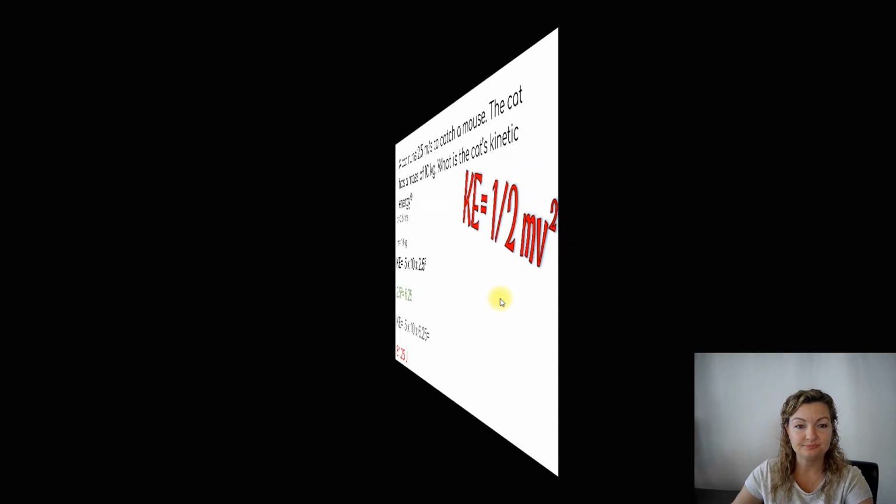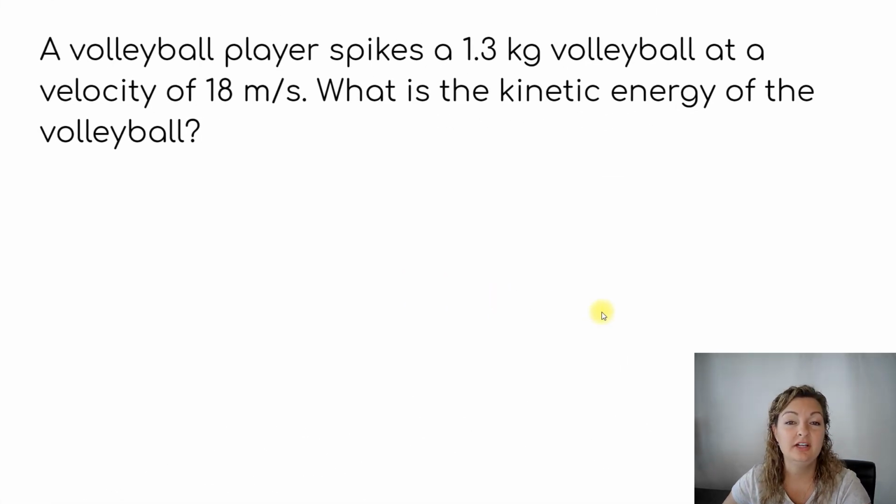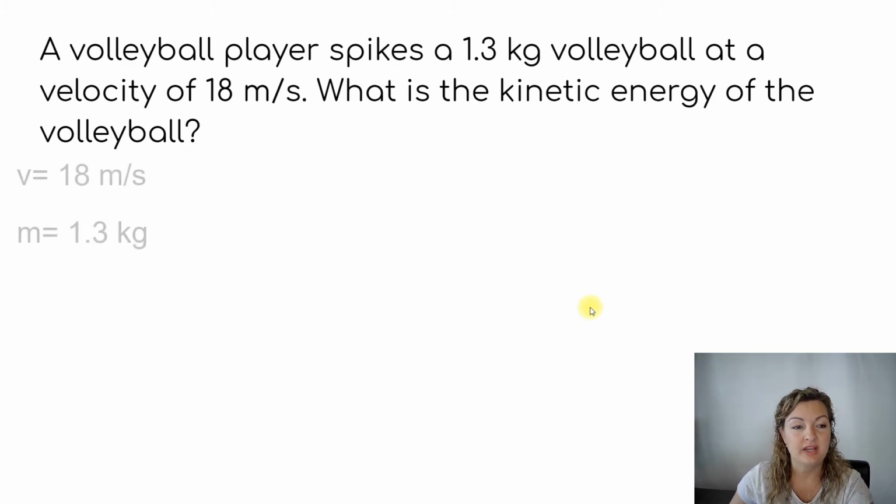Let's try another one. A volleyball player spikes a 1.3 kilogram volleyball at a velocity of 18 meters per second. What is the kinetic energy of the volleyball? Let's first write down our givens and identify the variables. 1.3 kilograms is mass, so mass equals 1.3 kilograms, and 18 meters per second is velocity, so velocity equals 18 meters per second.